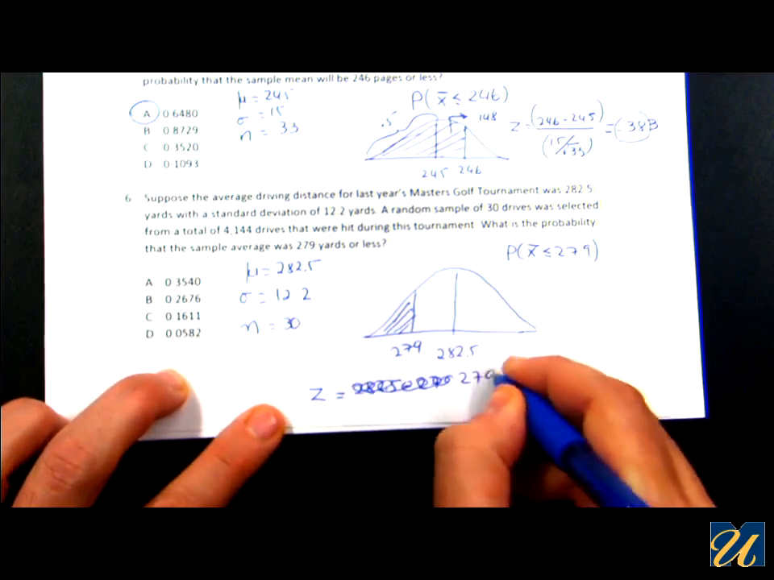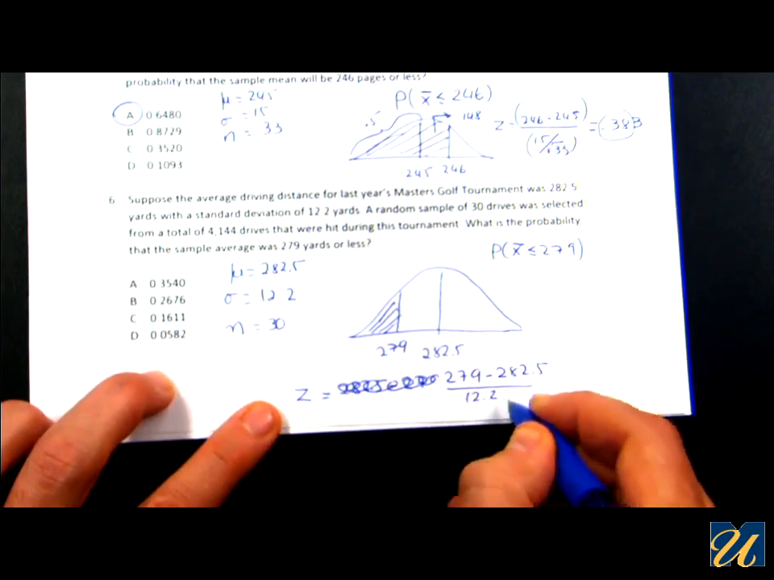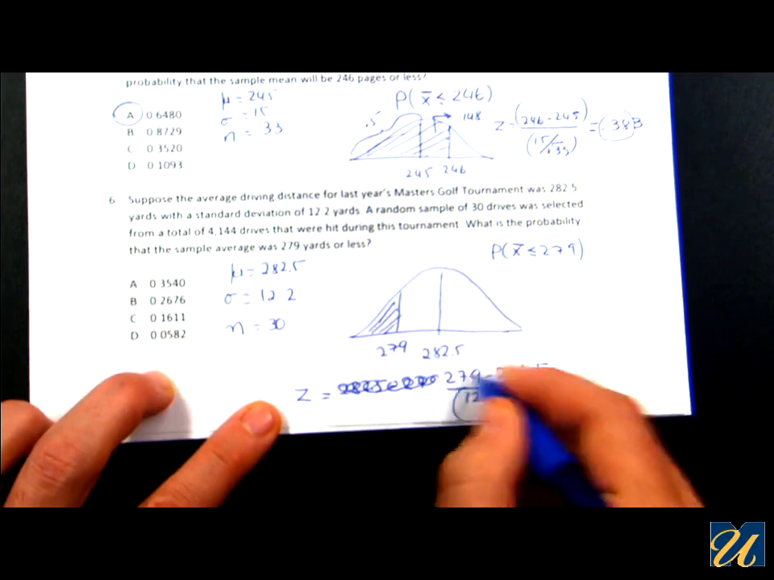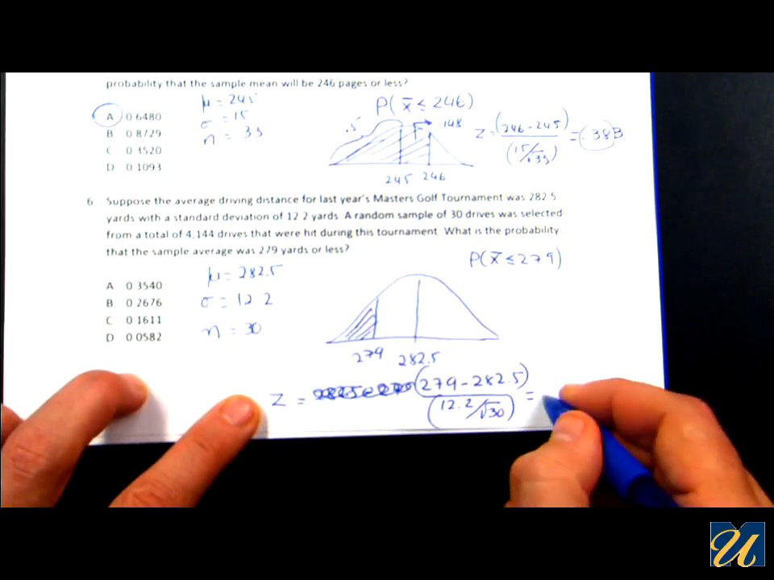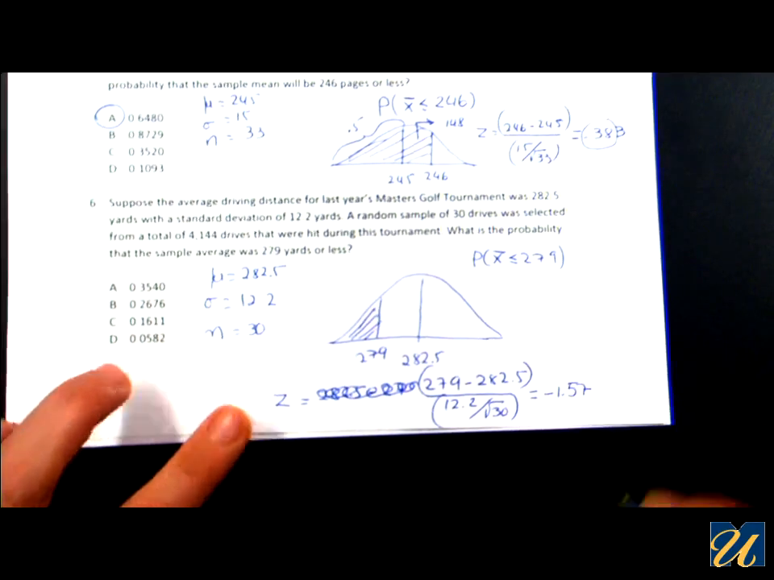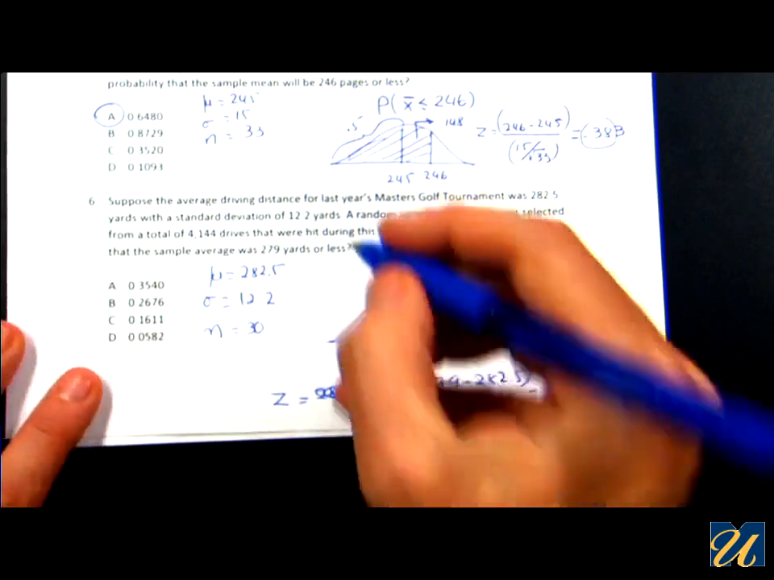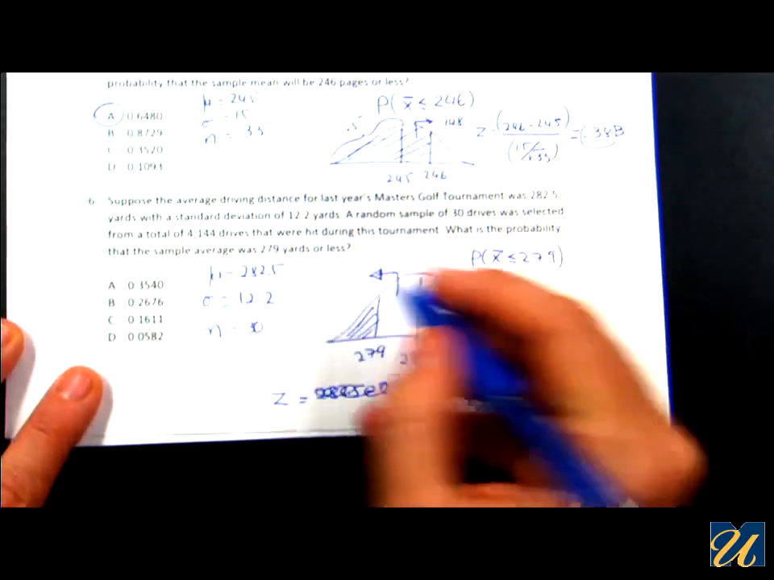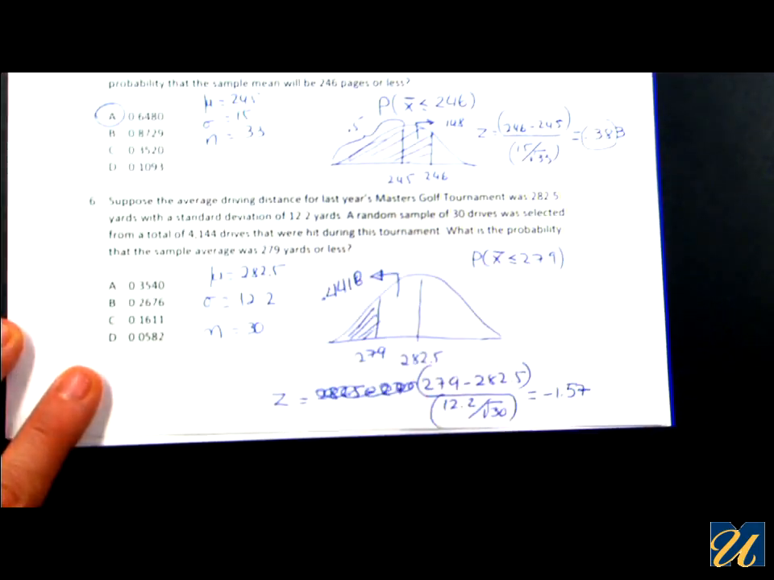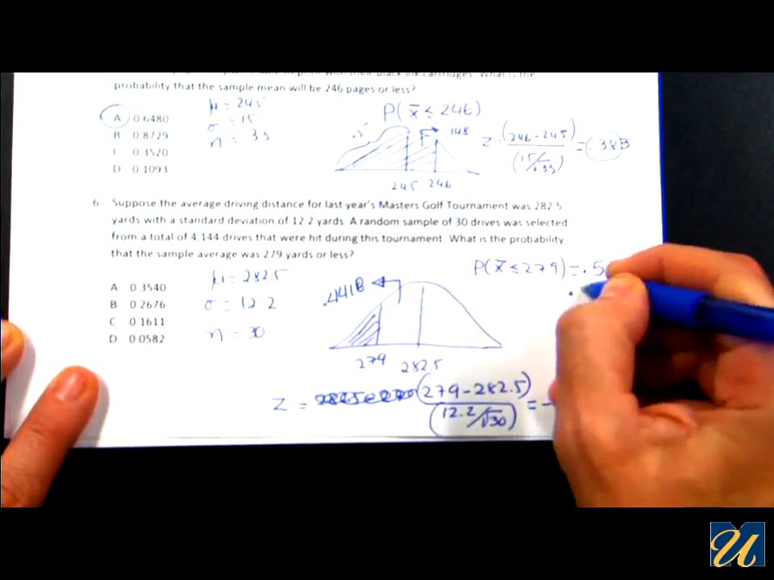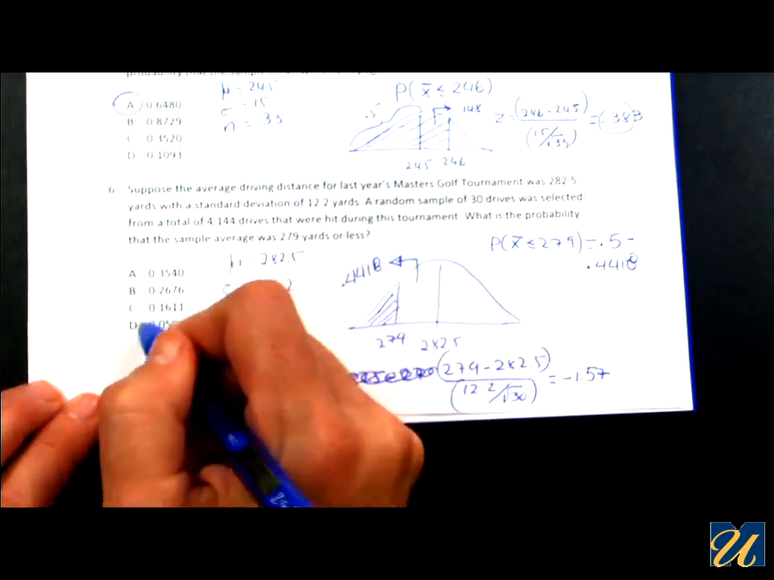It's 279 minus 282.5 over 12.2 divided by square root of 30. Again, use your parentheses. If we calculate the z-score, this is going to be negative 1.57. We take the absolute value, that means 1.57. We check our table. This will give us 0.4418, and since I'm looking for a tail, 0.5 minus 0.4418. Therefore, the correct answer in this case will be D.